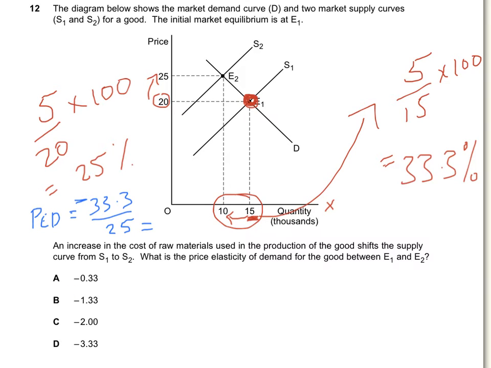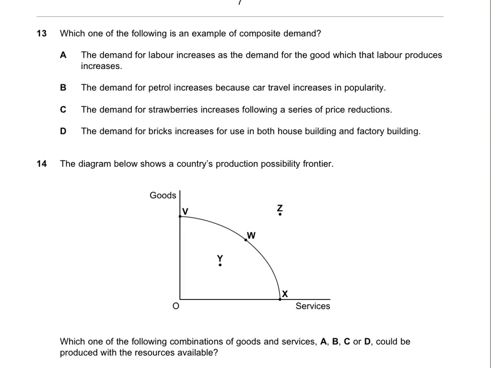Complex question because you've had to do a whole number of calculations to get that one answer, but this is the direction the examiner is moving in. 13 is understanding a definition, composite demand, and I've noticed in the last 2 years the examiners have been starting to test more complex definitions. Composite demand is a good that has multiple uses. So if we look through the options, the answer where there are multiple uses is bricks for building houses and for building factories.